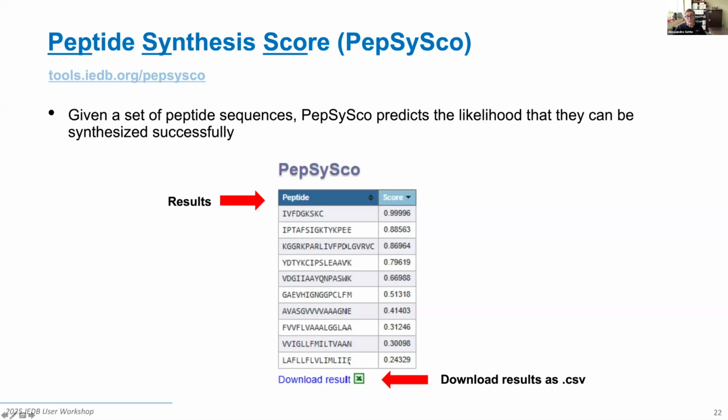And this, for example, is a pretty bad score, because this is a peptide that is made of many repeated hydrophobic residues. Historically it's hard to synthesize these peptides because the peptide sticks to the solid bead while it's being synthesized, and so it doesn't become accessible for the next amino acid to come in.